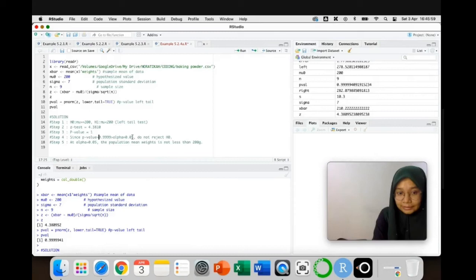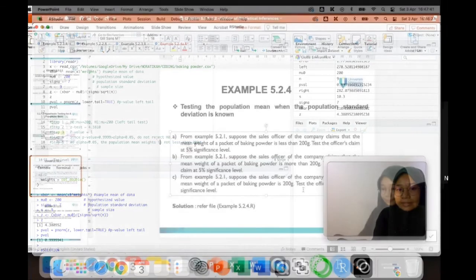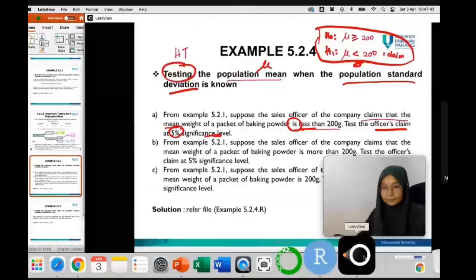So, kalau greater than, we do not reject H null. Kalau dia less than, baru reject H null. So, do not reject H null. So, kalau you reject this H null, what will be your conclusion? The conclusion at alpha 0.05. So, conclusion you apa? You do not reject this one, so means that you accept this one. Population mean weight is not less than 200. Okay, soalan ni.